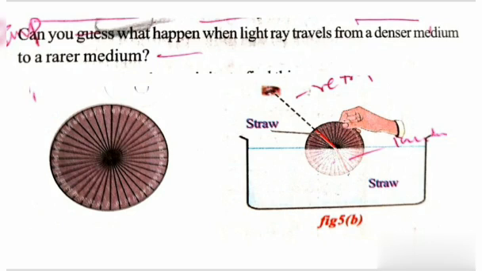So from this activity we can generalize that when a light ray travels from denser to rarer, it bends away from the normal and R is greater than I. We already discussed this in a previous topic also. Light travels from denser to rarer media, with speeds v1 and v2, and that time v2 is greater than v1. We discussed that also.